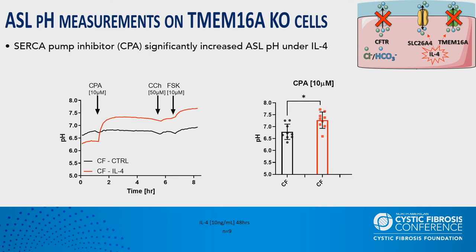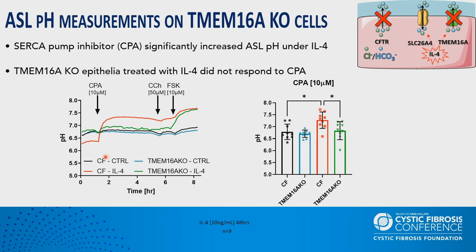Then I wanted to use another calcium agonist. I decided to study CPA. It is a calcium pump inhibitor, so this increases cytosolic calcium concentration. And what I found out was that in interleukin-4 treated cells, there was significant alkalinization of the ASL pH after addition of CPA. But when I tested CPA in TMEM16A knockout cells, this alkalinization was not present.